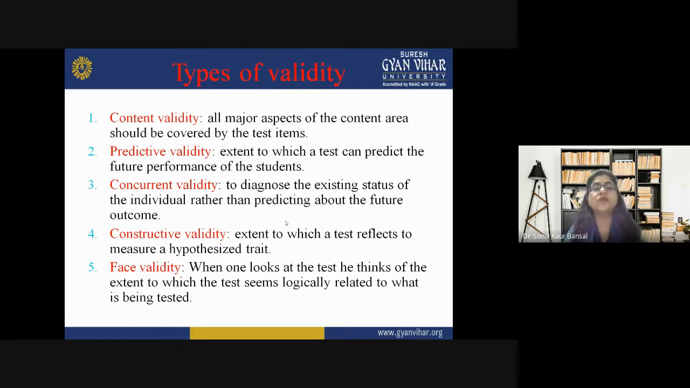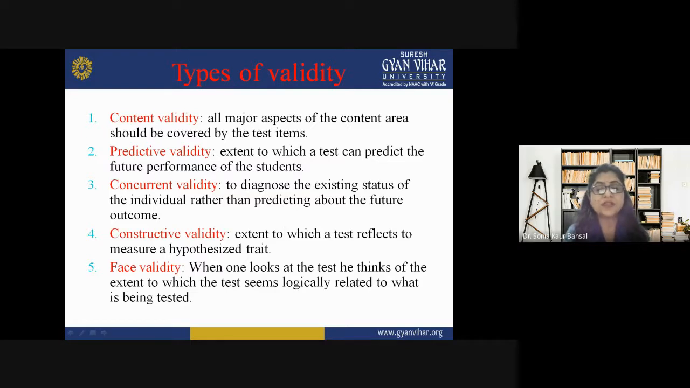Now next is face validity. That means you can know from the face of the question how it looks, how it is actually being tested, and whether it is logical. So when one looks at the test, he or she thinks of the extent to which the test seems logically related to what is being tested.